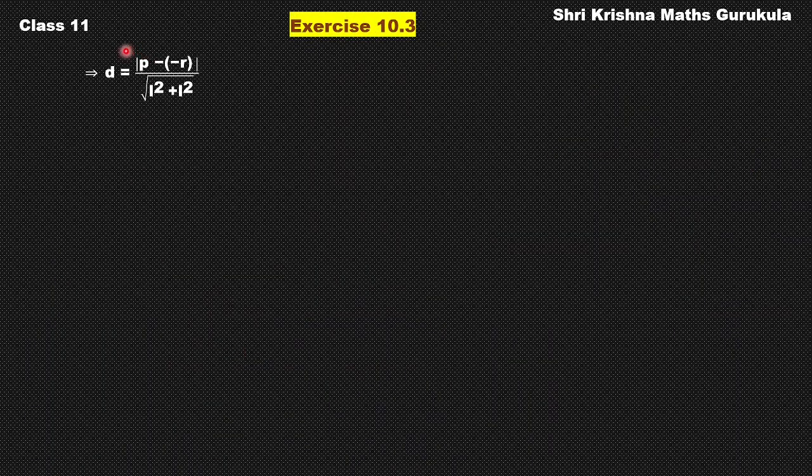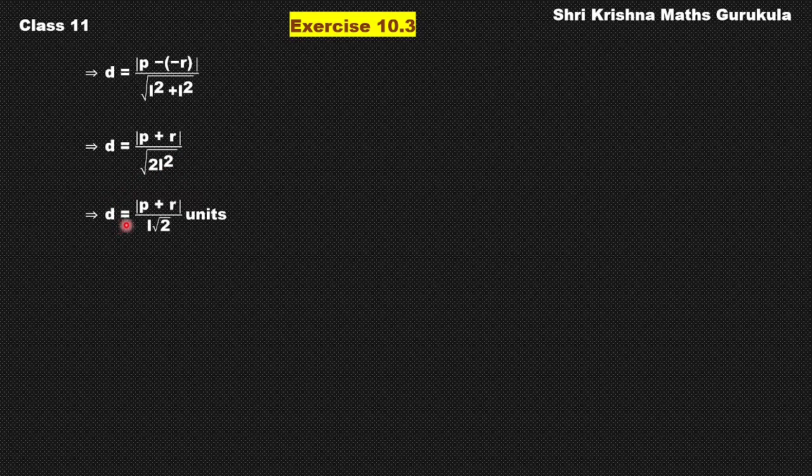So we have to apply these values to the formula. That's it. So D is equal to modulus of P minus of minus R whole divided by root of A square plus B square. Now we know that A and B both are equal to L. So it is L square plus L square. So this will be D is equal to modulus of P plus R whole divided by root of 2L square. We know it is L square, so when it comes out of the square root, it will be L. So D is equal to modulus of P plus R divided by L root 2 units.